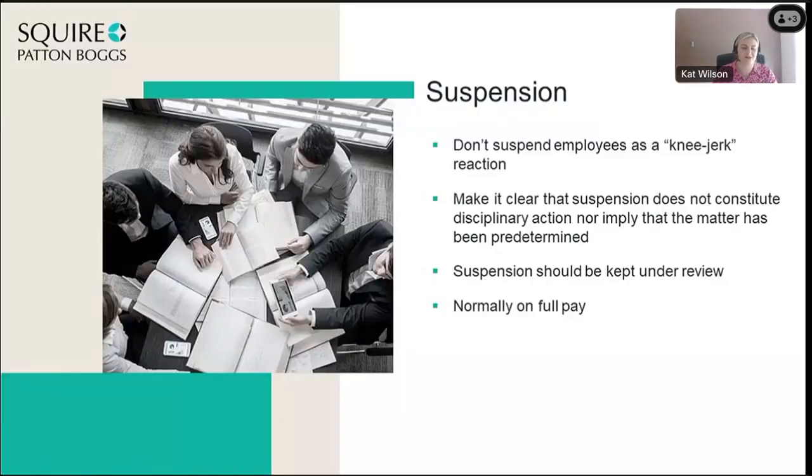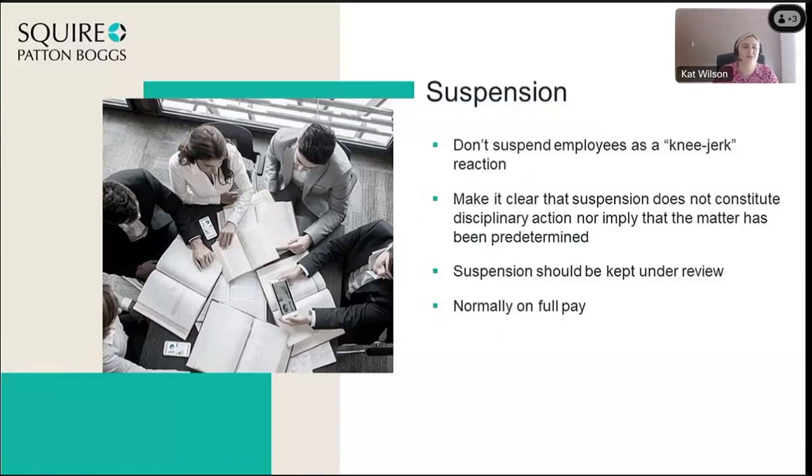So moving on to look at suspension then. In certain circumstances, consideration should be given to a brief period of suspension whilst an investigation is being conducted. As I've set out on the slide, this really shouldn't be a knee-jerk reaction though, because if an employer suspends an employee in circumstances when it's not reasonably warranted, this may amount to a breach of trust and confidence and could result in them resigning and claiming constructive dismissal.